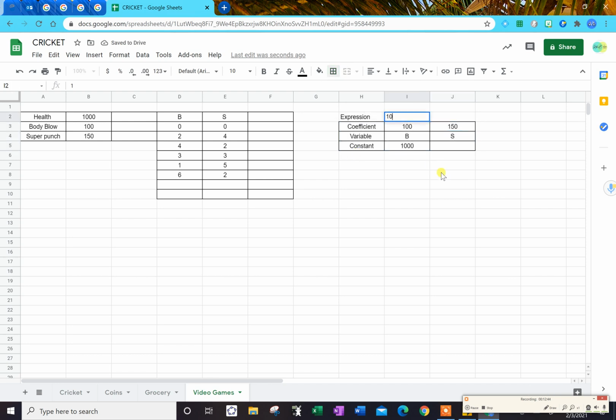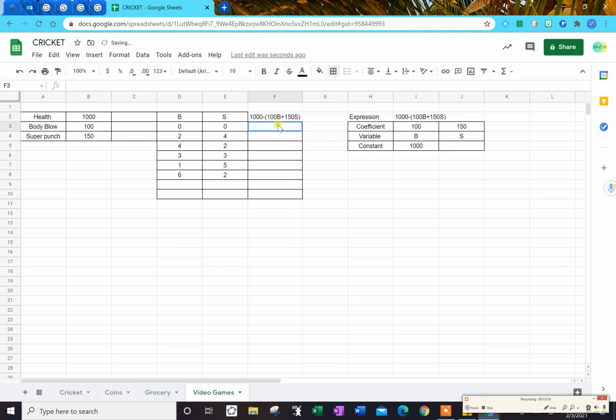I'm going to say my expression is going to be 1,000 points minus 100B for my body blows and 150S for my super punches. Now you might be saying, how come it's not 100B minus 150S? The reason is that I'm adding these two up and then I'm subtracting the total from 1,000. So my expression is going to be here. And let's see what happens.